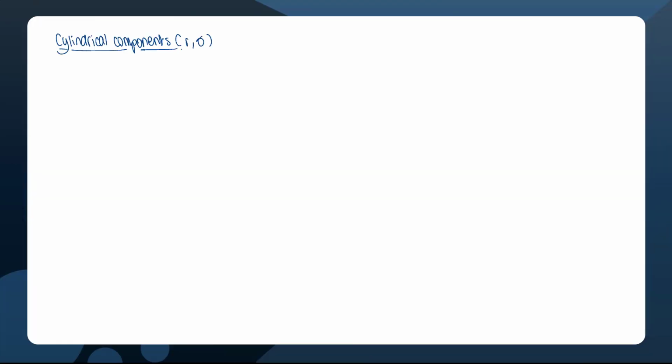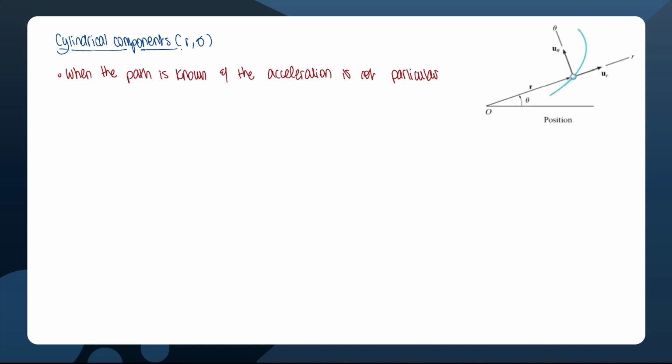The third and final coordinate system deals with the cylindrical components r and theta. Now, when do I actually need such a coordinate system? Well, one can use the cylindrical components when the path is known and the acceleration is not particular. So in the exact same conditions as the normal and tangential components.